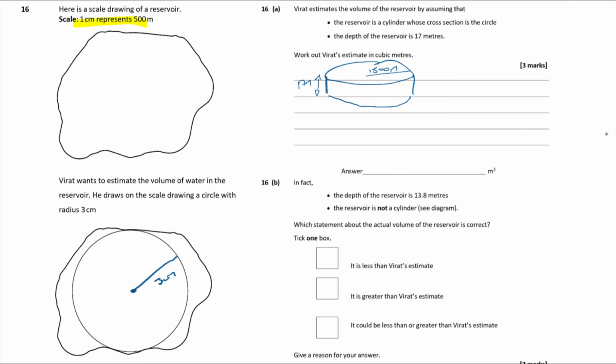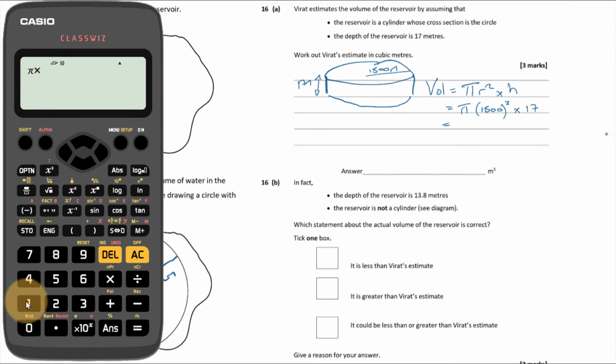Okay, and then we're going to use the formula for the volume of a cylinder. So the volume is going to be equal to, now a cylinder is just a cylindrical prism, and any prism has formula cross-sectional area times height or length. Okay, so in this case the cross-sectional area is a circle, so it's going to be pi r squared, and then we're going to multiply it by the distance between the two matching faces, which is going to be our h, the height of the cylinder. Okay, so subbing in what we know, pi is pi, r is 1500 squared, and then h is going to be 17. Work out Virat's estimate in cubic metres. Just going to type that into the calculator then. So pi times 1500 squared times 17. Okay, so that comes out to be a lot.